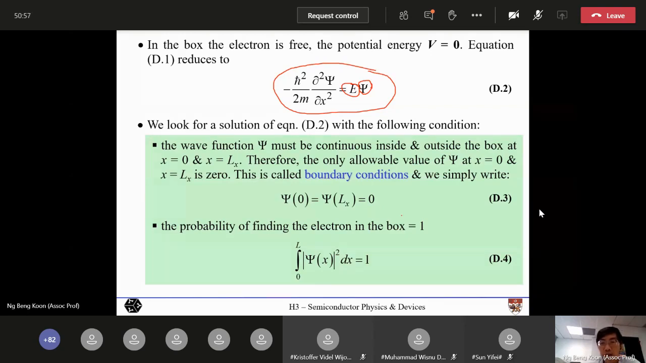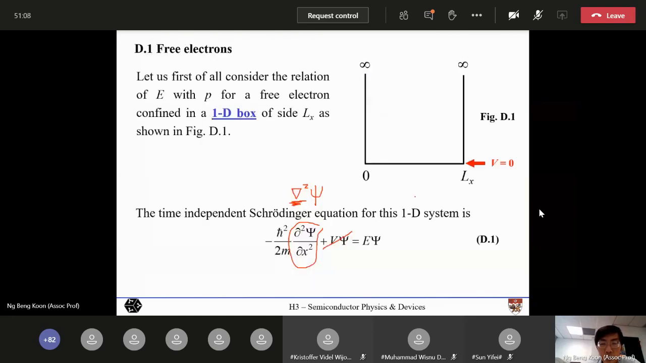To solve this, of course, we can use some conditions from the case of the atom. First of all, a boundary condition at the boundary of the well. If you look at the boundary here, we define one end as x equal to 0, the other end as x equal to Lx.